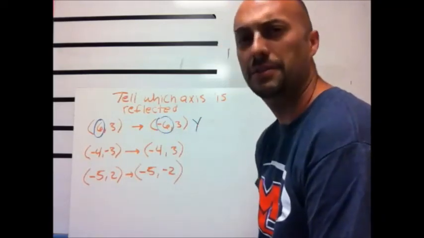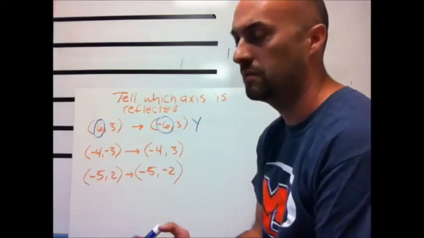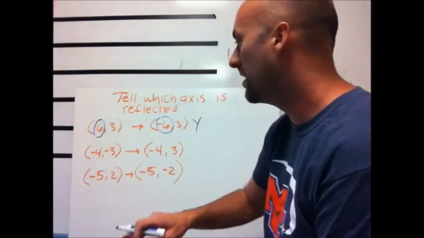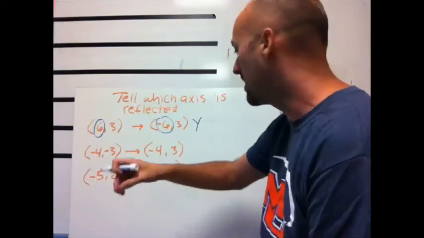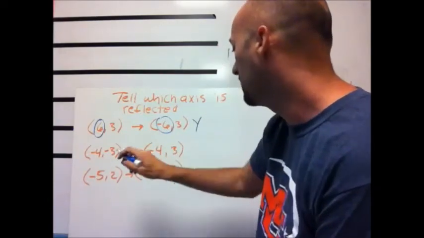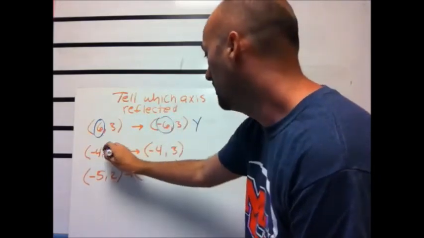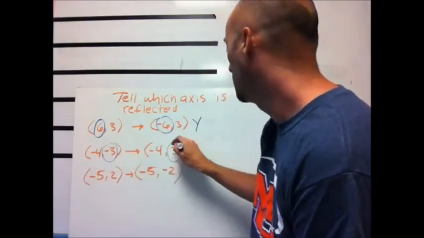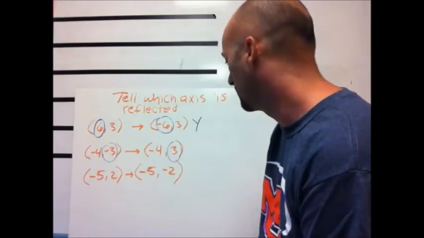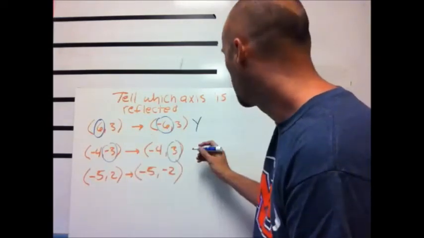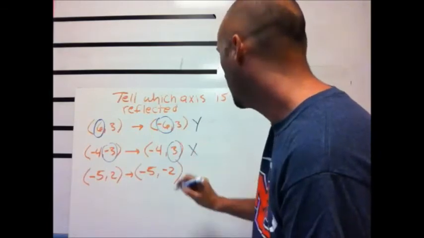So if the x changed, that tells me I reflected across the y. And I know that sounds confusing, right? Your x changed, so you would think it should be my x that I reflected across, but it's not. My x value changed to the opposite, so I reflected across the y. I look here, -4, -4. Those are the same. This, -3, 3. Those are the two that are different. So my y value is what's changed, which means I reflected across the x.